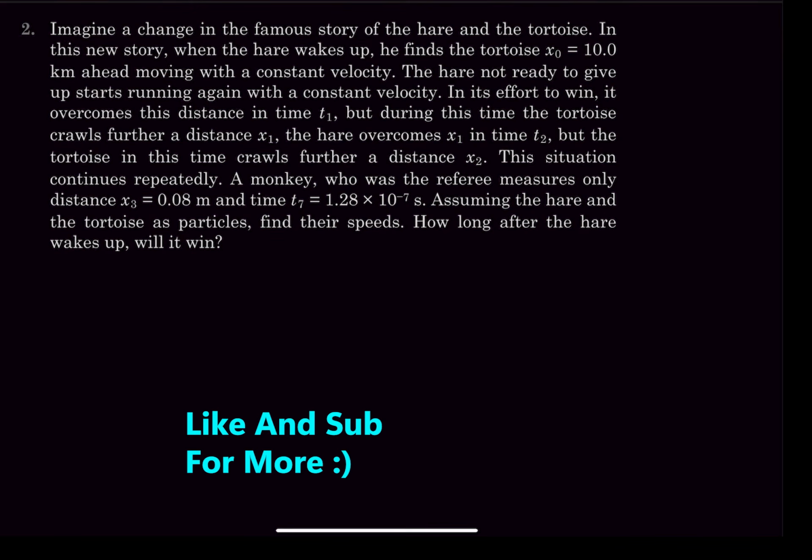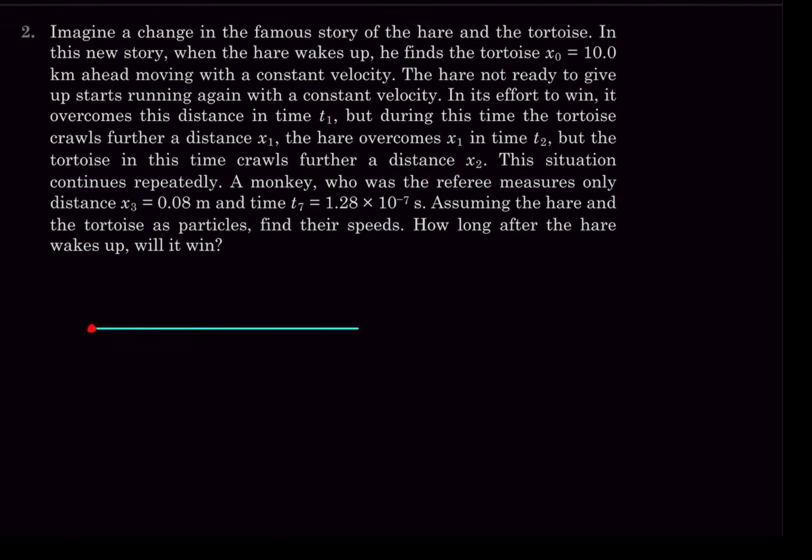Okay guys, so this is question number 2. So imagine a change in the famous story of the hare and the tortoise. In this new story, when the hare wakes up, he finds the tortoise 10 kilometers ahead, moving with a constant velocity. Okay, so let's just draw the diagram as we read the question. So let's say basically the hare is over here, and the turtle or the tortoise is at a distance of x0 in front of him.